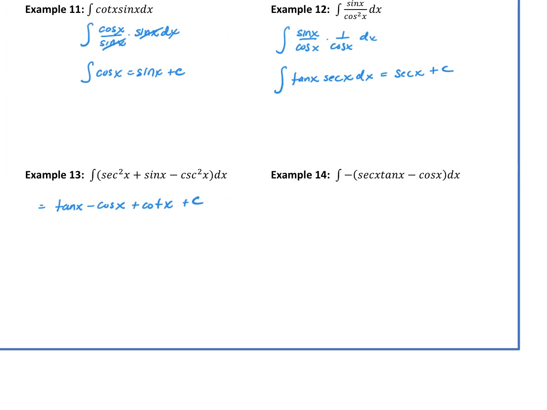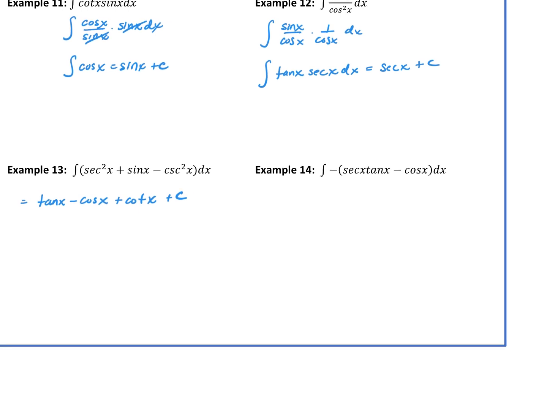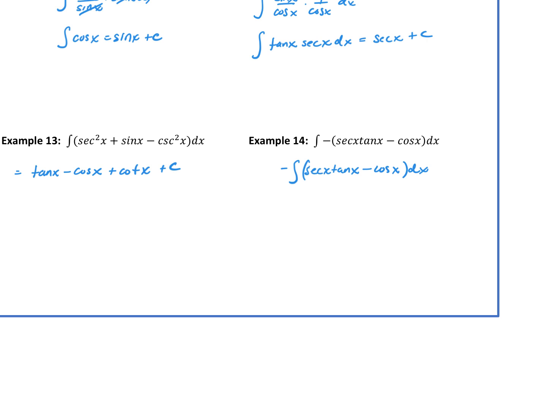All right, and then here we've got, I'm going to take out the negative. It looks funny, so like that. So secant x tan of x minus cosine of x. So the integral of secant x tan of x is secant of x. So it's going to be minus secant of x, and then the integral of cosine is sine. So minus sine of x plus c. So we get negative secant of x plus sine of x plus c.